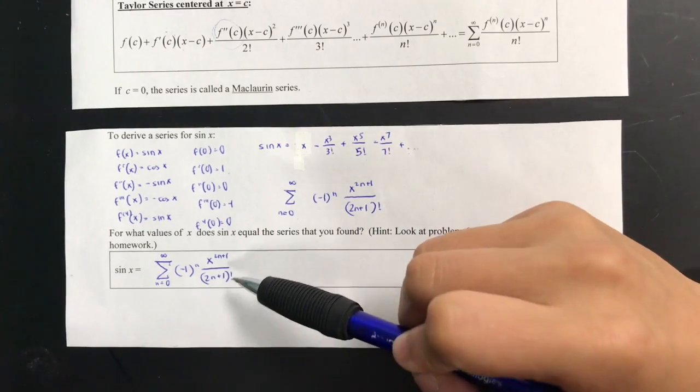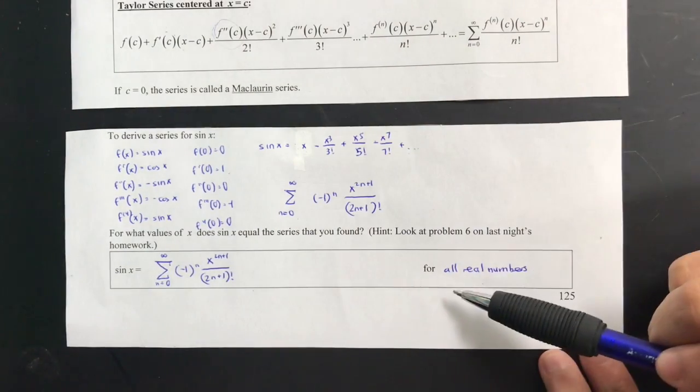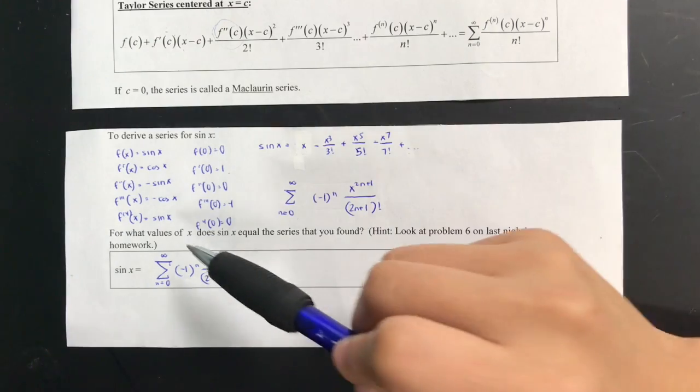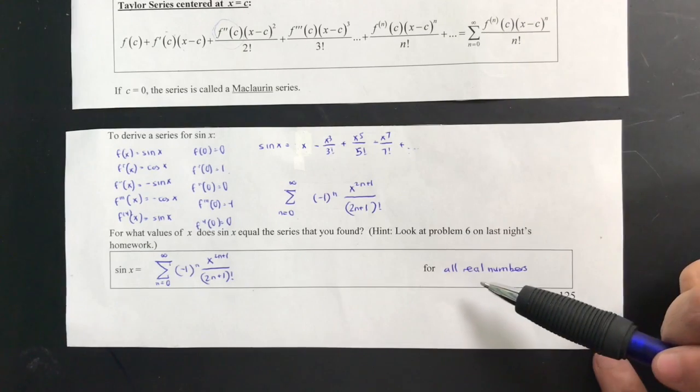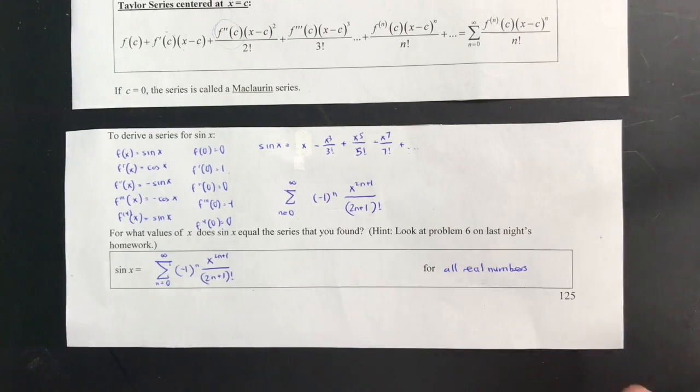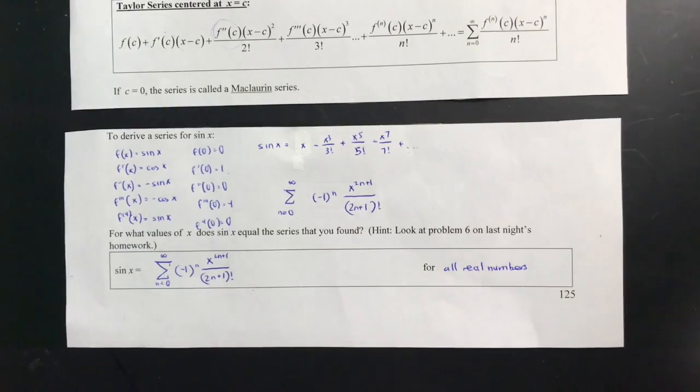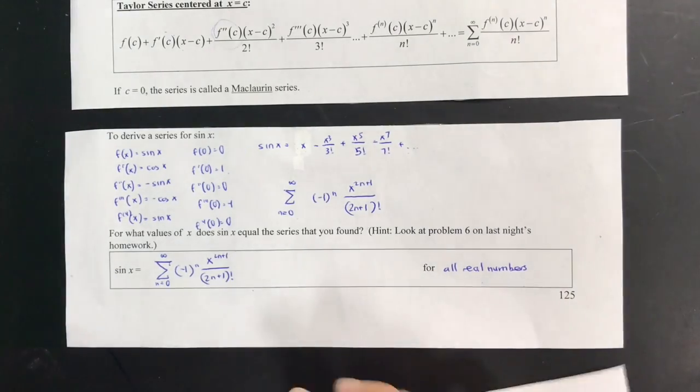And so that is our series here, and then we calculated for what values of x does sine of x equal the series that we found, and we got all real numbers, and this is once again following the interval and radius of convergence test. And so we have our third important series for Maclaurin series.